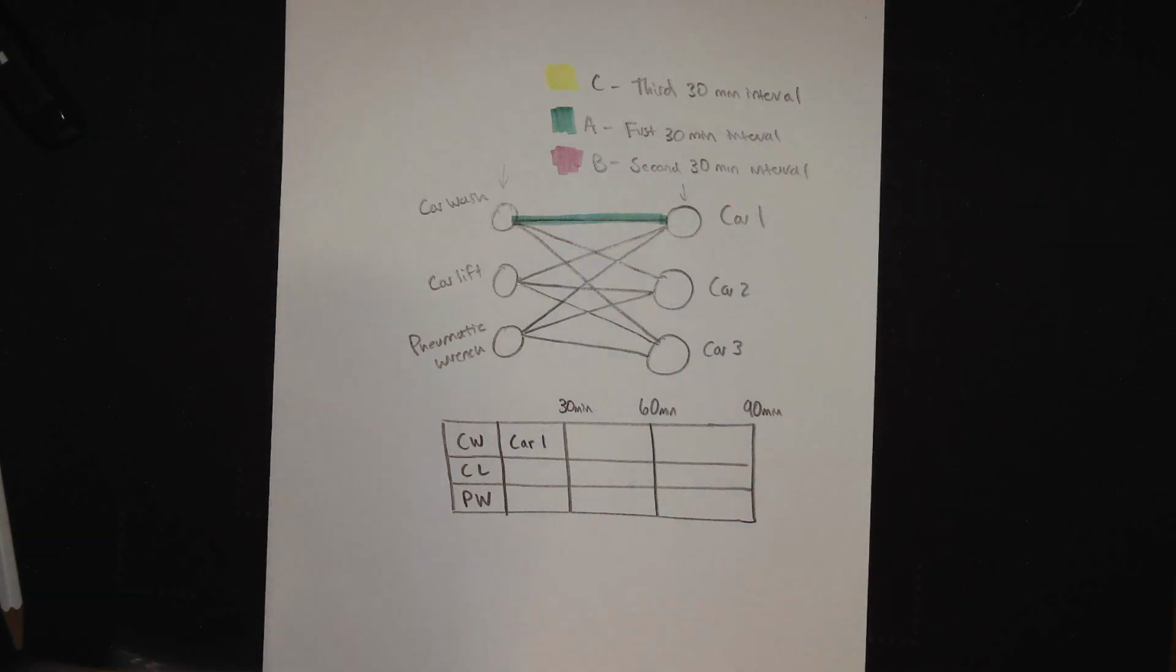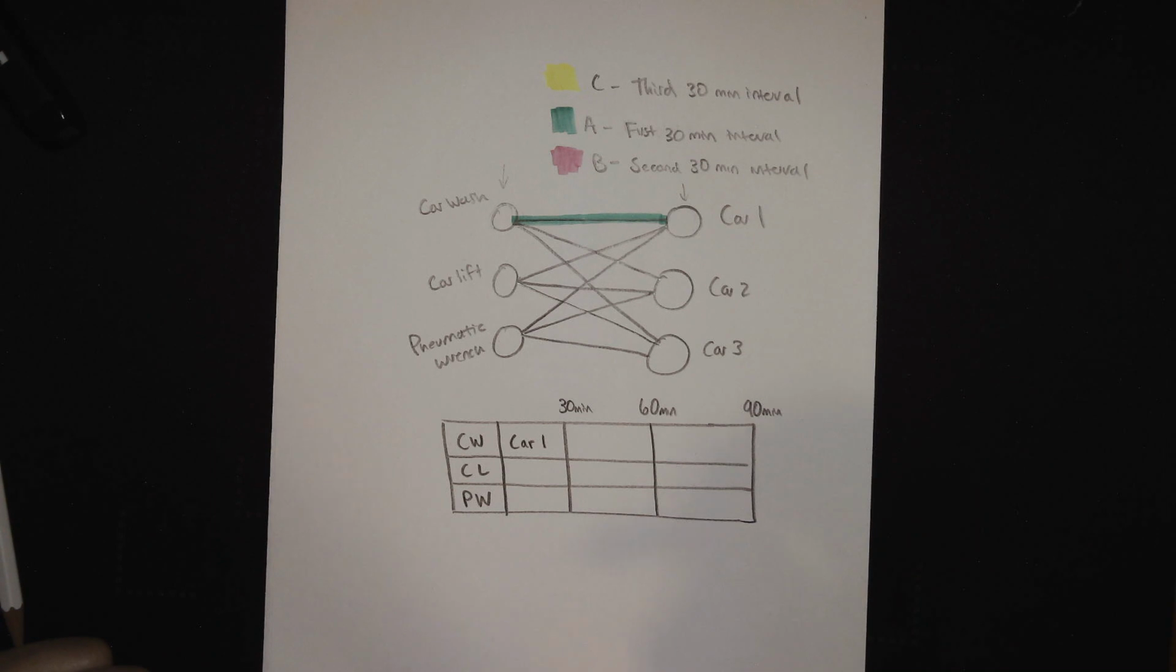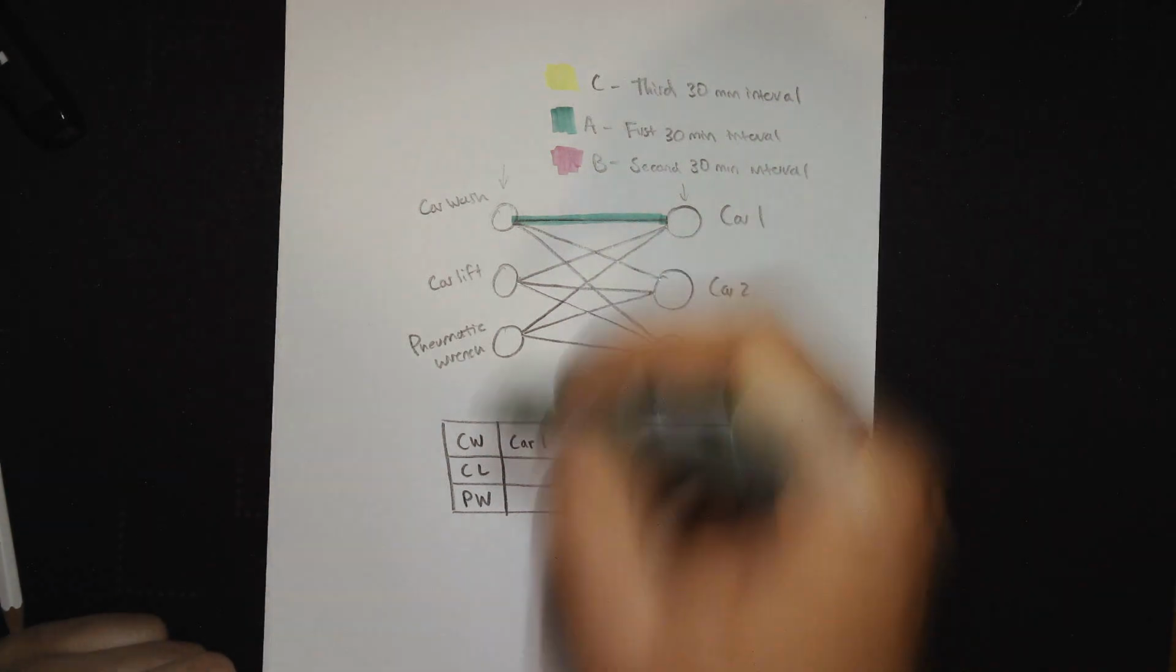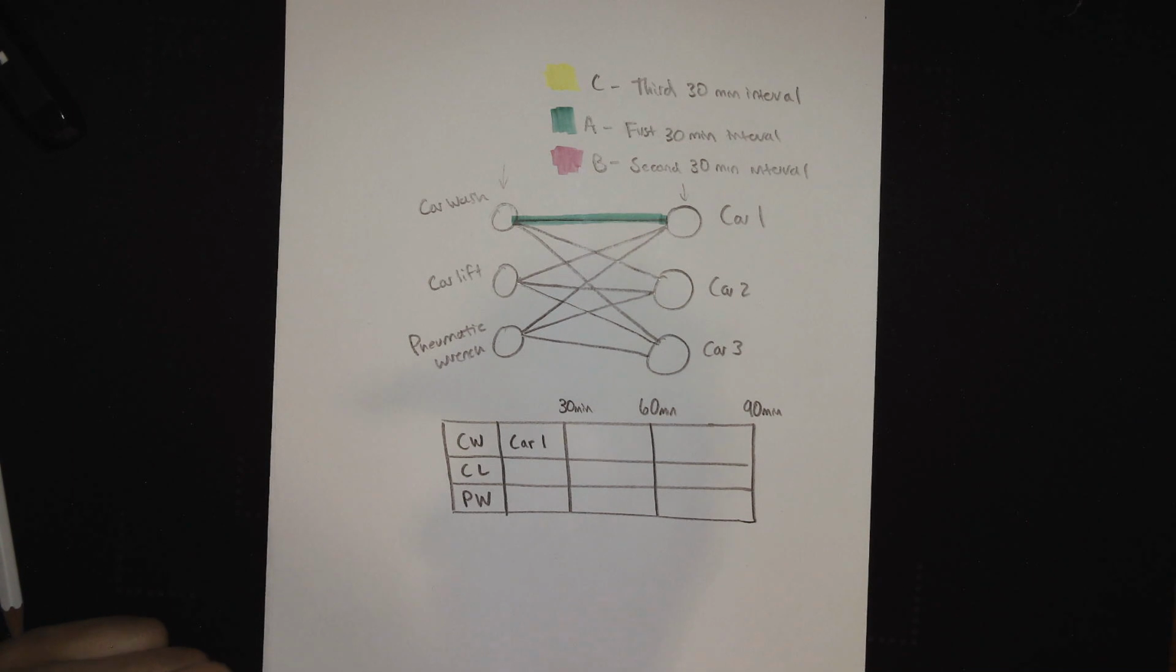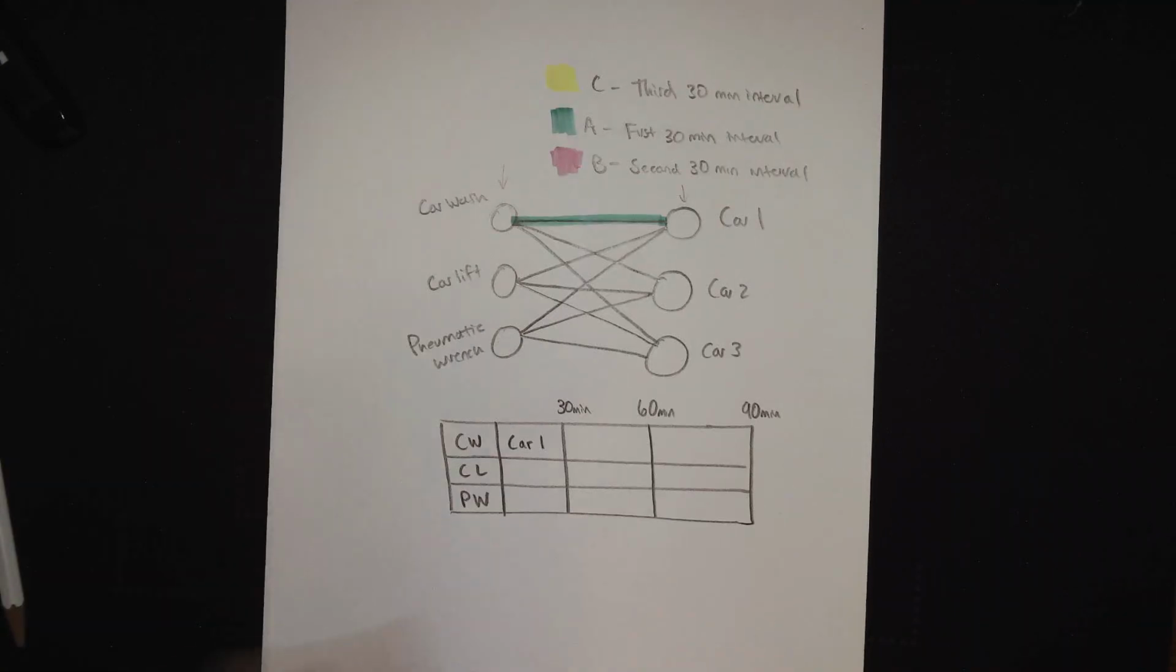The point of bringing up this problem was just to see the connection between edge coloring and something maybe useful, right? Since I don't have the algorithm, it doesn't really make sense to finish the coloring. So, in the next video, we'll end our discussion of coloring problems with the face coloring problem, right? And in that video, we're also going to discuss, I'm not sure yet, I haven't decided, a general algorithm for solving these colorings.